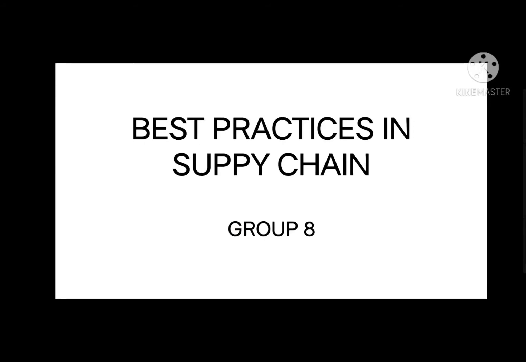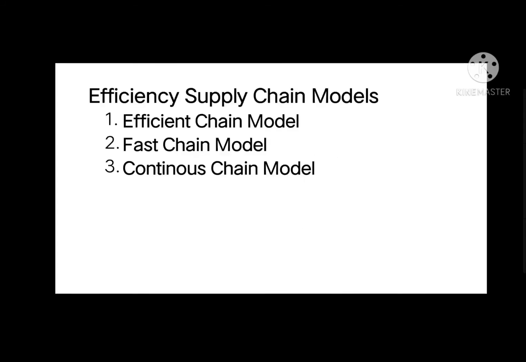So today I am going to discuss with you the best practices in supply chain. What is supply chain? It means improving the supply process from one end to another. This includes the design, planning, execution, control, and monitoring of the supply chain activities. This supply chain has two types of models, the efficiency and responsive models. Under the efficiency model are the efficient chain model, fast chain model, and continuous chain model.